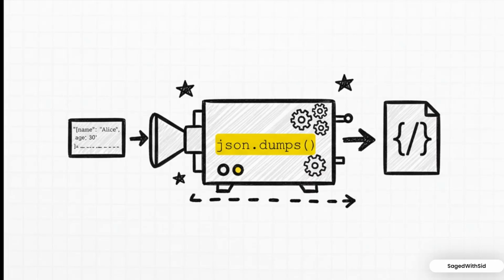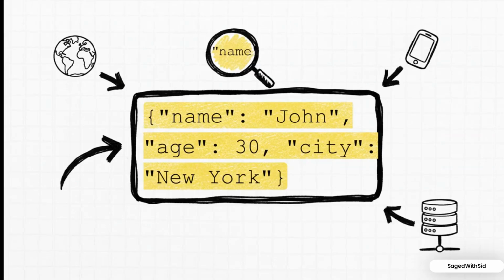Say you have a Python dictionary, which is just a bunch of key value pairs. You can turn it into a JSON string with one single command, json.dumps. That's it. And boom, here's the result. Our Python dictionary is now just a plain text string in the JSON format. The key thing to notice is how universal this is. Any application written in any programming language can now perfectly understand this data.